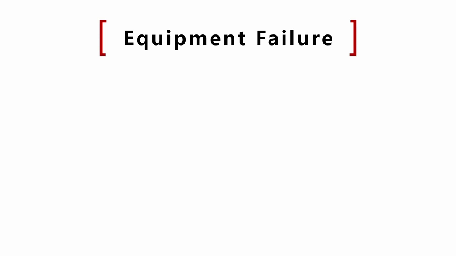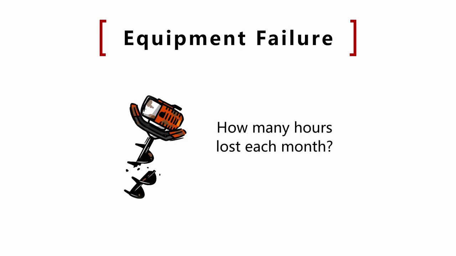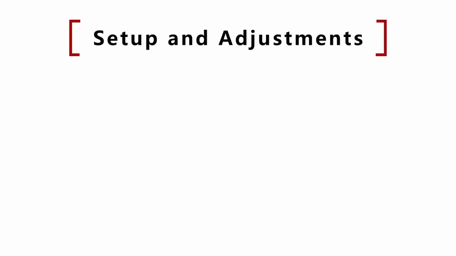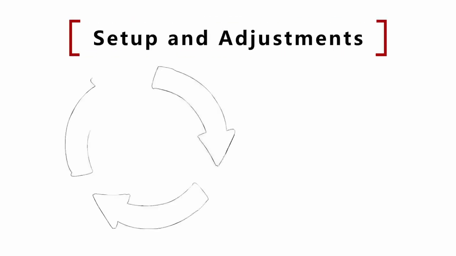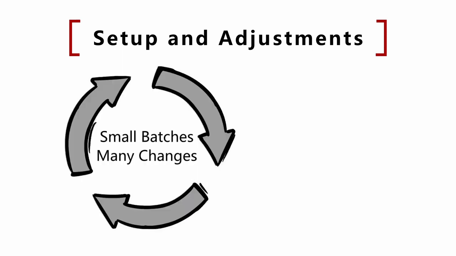Equipment failure. Breakdown losses occur when a machine breaks down and maintenance needs to repair it. How many hours a month are lost in the ward or on the line for this reason? Setup and adjustments. Today's world is characterized by a high demand for differentiation and small batch sizes. The production must therefore carry out type changes several times a month.